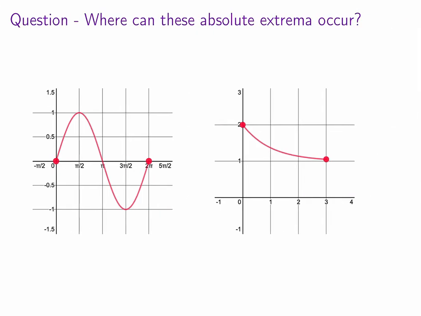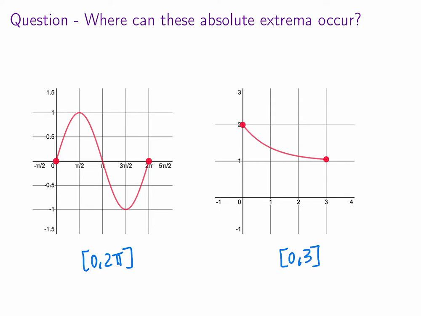So where can these absolute extrema occur? Notice in both of these graphs, I have continuous functions in both pieces, and they're on a closed interval, which means they're colored in at the end, from 0 all the way to 2 pi. We can think of this interval as 0 to 2 pi. And this interval is 0 to 3. So they are closed intervals.